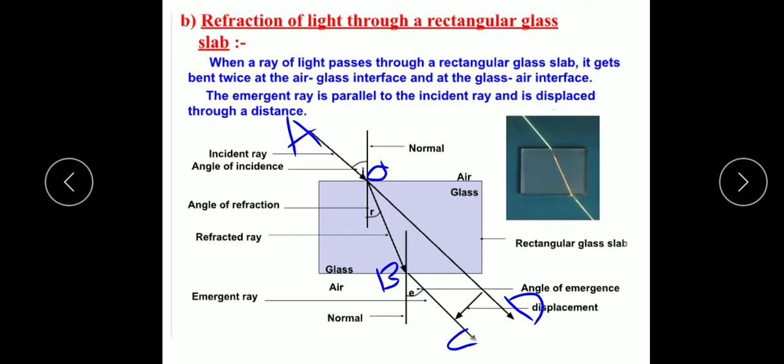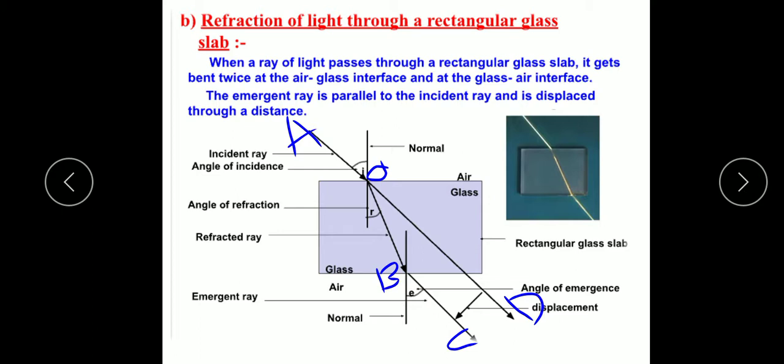Now let us discuss the refraction of light through a rectangular glass slab, a parallel sided glass slab. So what is lateral shift or lateral displacement? When a ray of light passes through a parallel sided glass slab, the ray does not undergo any deviation, rather it gets shifted to one side. This sideward shift is called the lateral shift.